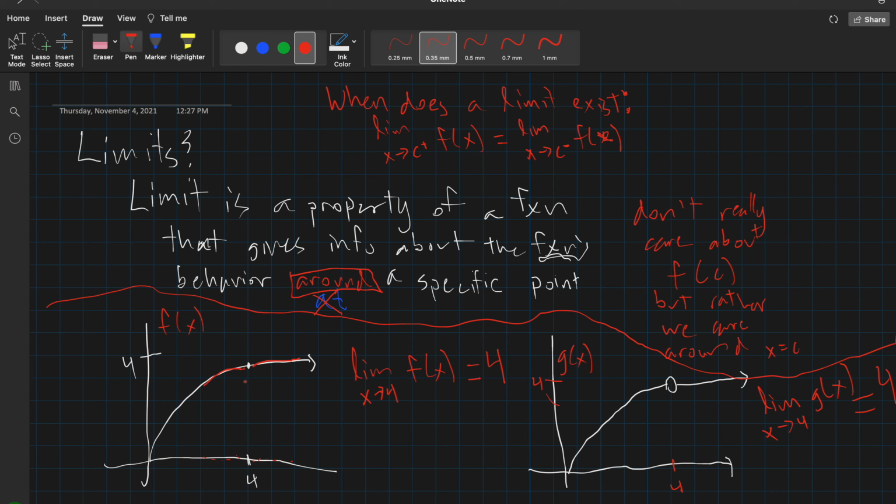And this really makes it a little more clear on why we don't specifically care about the value of f of 4. And when we're looking at g of x, even though the value 4 is not in the domain, we were still able to establish that the limit exists, and that limit is actually 4.